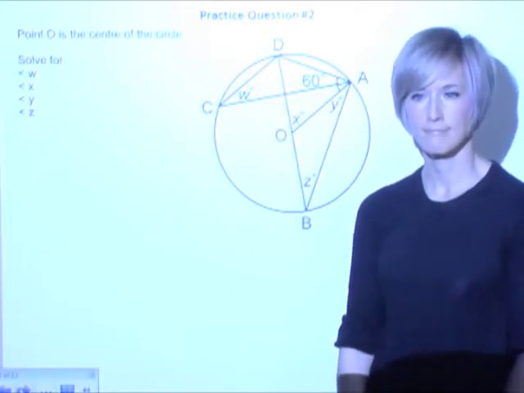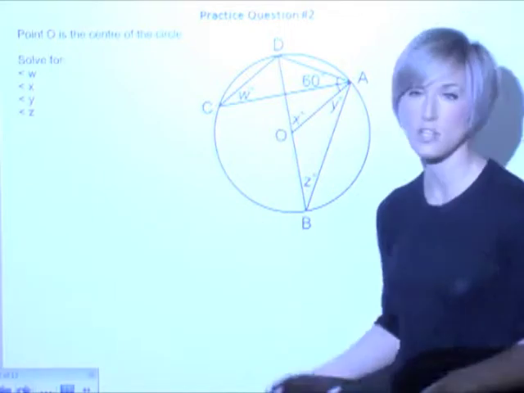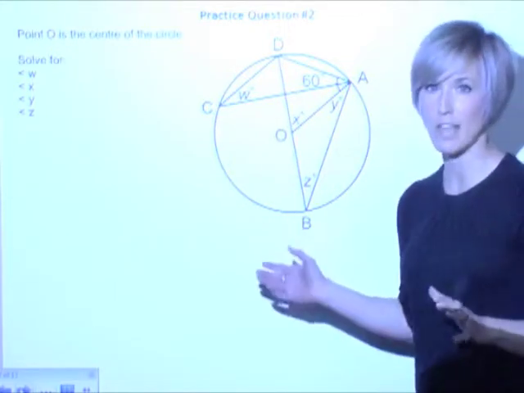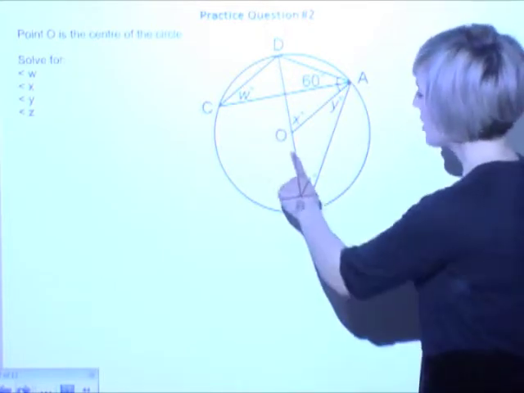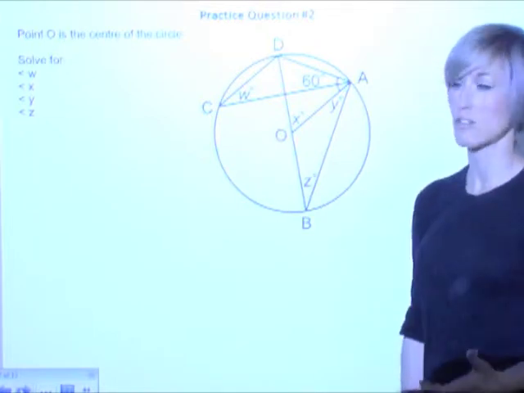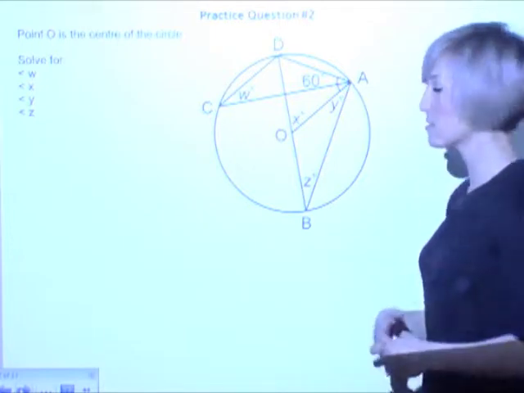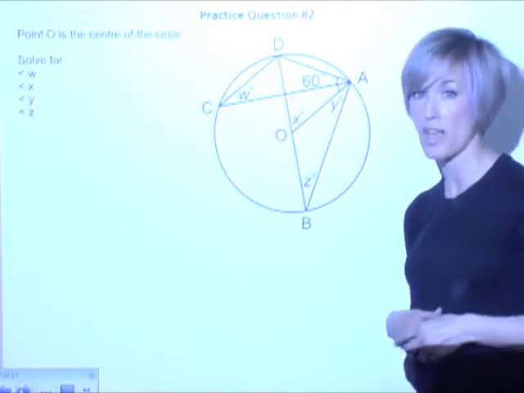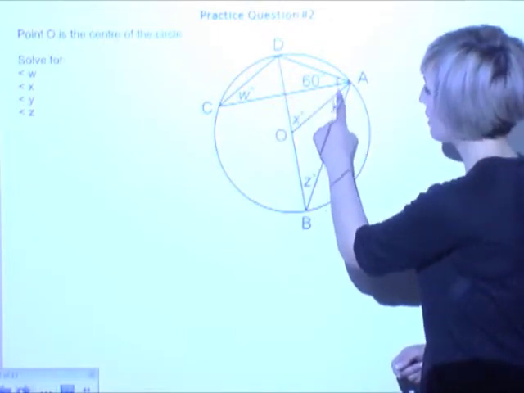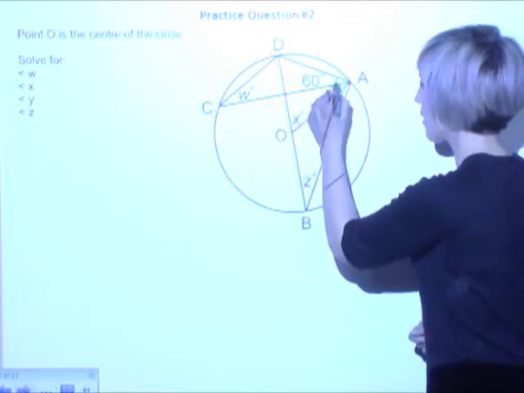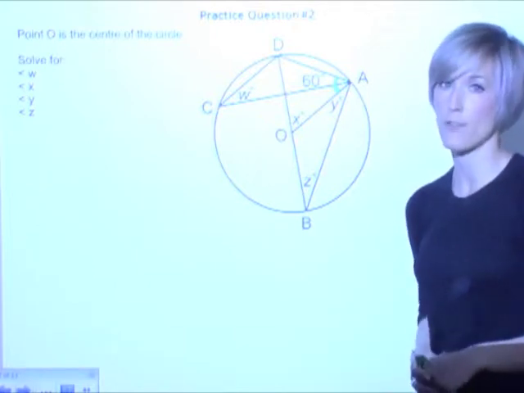Okay, Mrs. H, let's look at practice question number 2. Turn to practice question 2, and let's take a look at the information they're telling us here. All right, this looks like a lot of angles to solve, but if we apply our properties, it's not going to be that difficult. The question tells us that point O is the center of the circle. I'm going to try to use our central and inscribed angle properties to solve for angles W, X, Y, and Z. They're also telling us in the question that this angle here is 60 degrees. All of the information that I need to solve for the 4 angles is here.